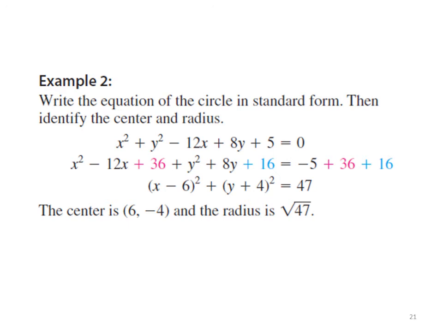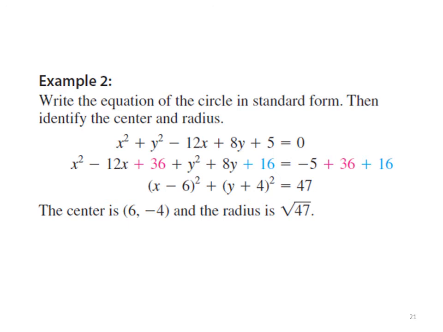Here is my first step. I will write x squared minus 12x. Now leave a space to add a number, because to complete the square you're adding something. Then plus y squared plus 8y plus, and leave another space to complete the square in y. The right hand side here is minus 5.